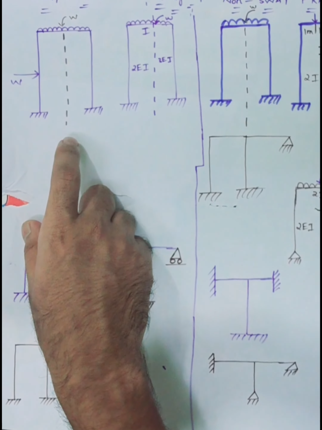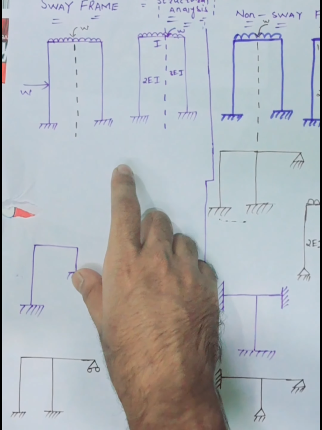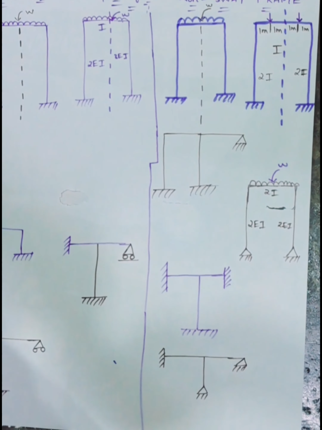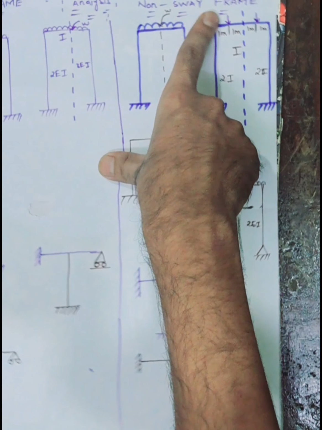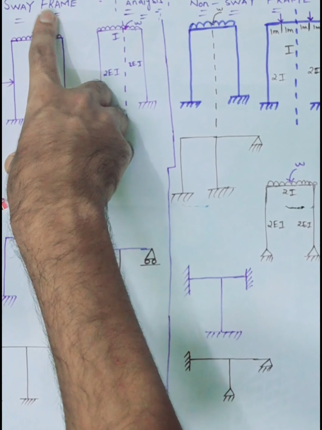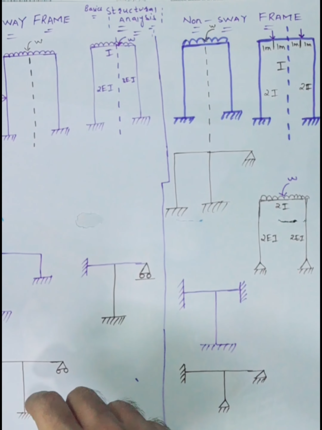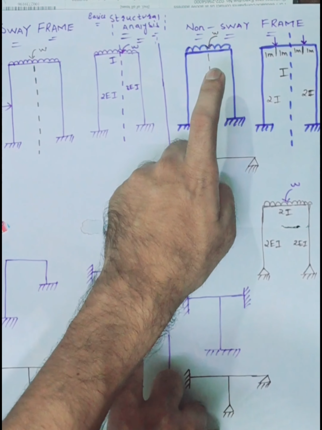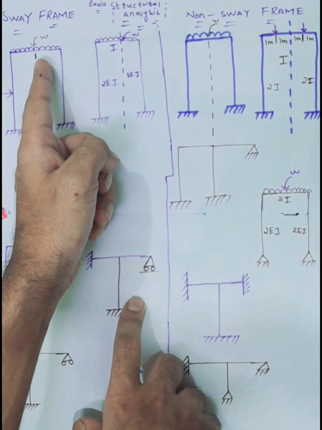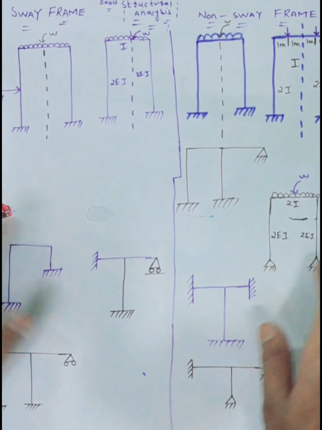So let us see the first condition. First of all, let me tell you, if these conditions are satisfied then it is a non-sway frame. If these conditions are not satisfied then it is a sway frame. Okay, done. Let us move on.